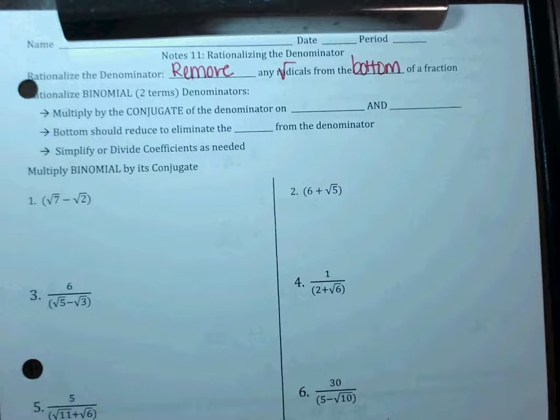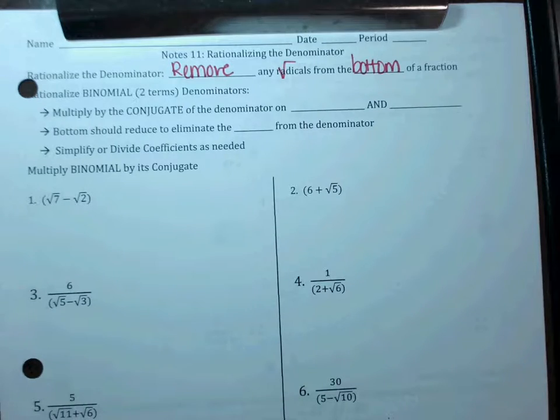Okay, there are two ways that you can do it. The first one is if you have a binomial. Okay, think about all the words you know with bi in it. Bicycle. Even that one though, it's like you have two choices, right? You have two wheels. So bi always means two. So a binomial means that on the bottom you have two things.